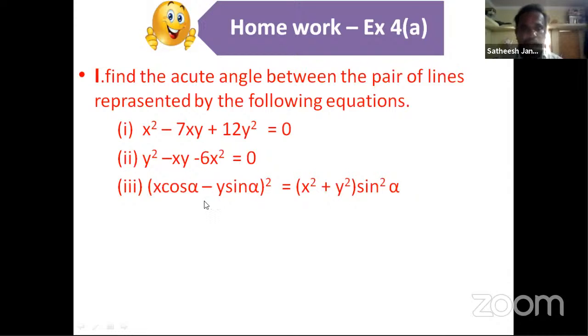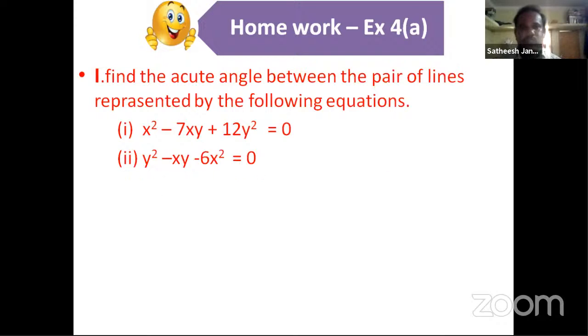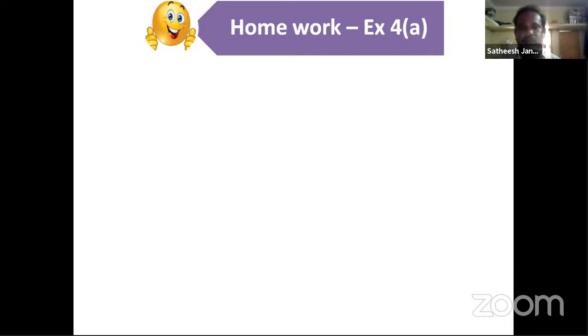First of all, you have to expand this equation on the LHS and RHS, and convert the total equation into a single equation and compare it with ax square plus 2hxy plus by square is equal to 0. You get the a value, 2h value, b value, and substitute in the formula for tan theta. Okay.